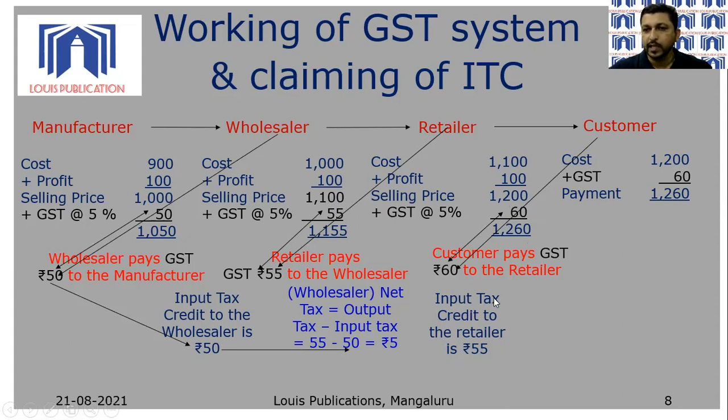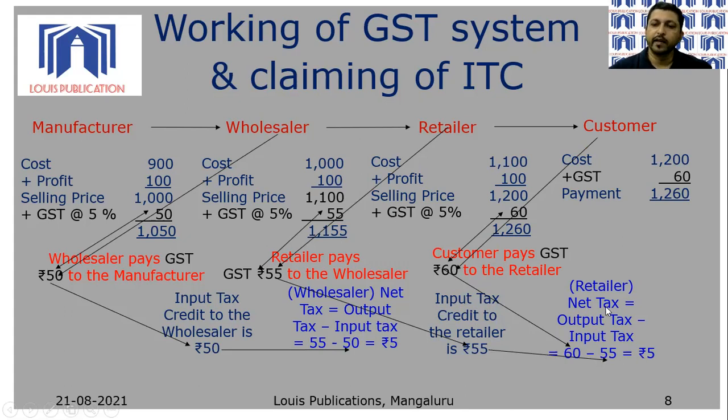So the net tax point from the retailer's point of view will be output tax minus input tax, that is 60 rupees, which is collected from his customer, minus 55 rupees, which he has already paid to the wholesaler. So here we have that 60 rupees, which he has collected from customer, which is output tax, and this 55 rupees, which he has already paid to the wholesaler over here. So the net tax that the retailer will have to pay is 5 rupees. So let's get the numbers right now.